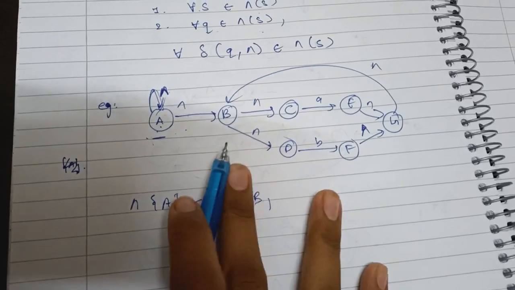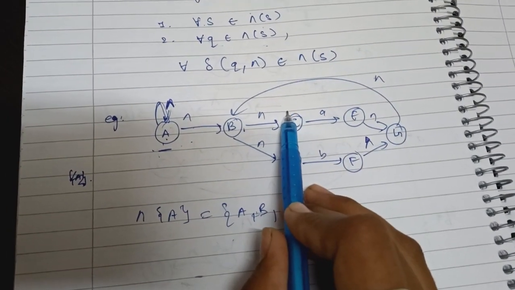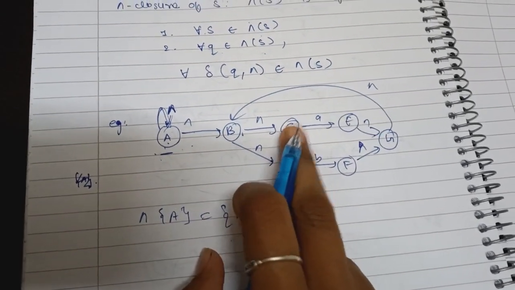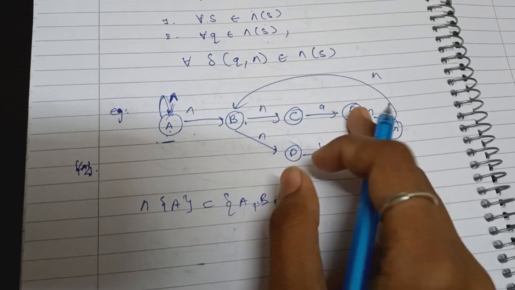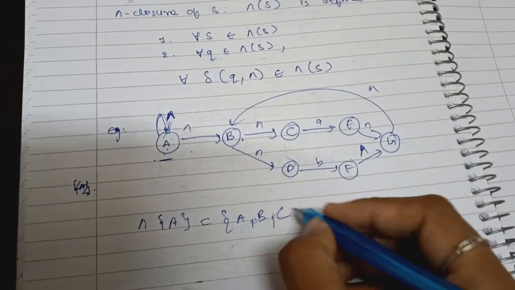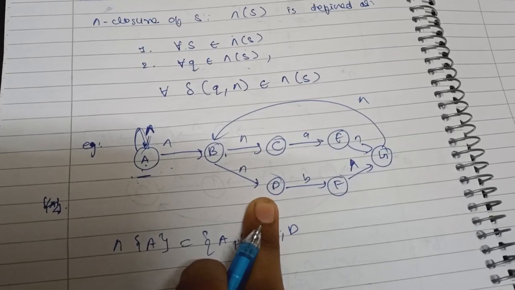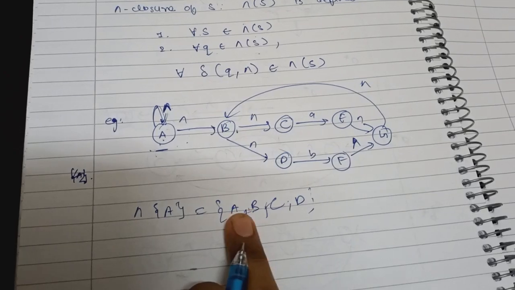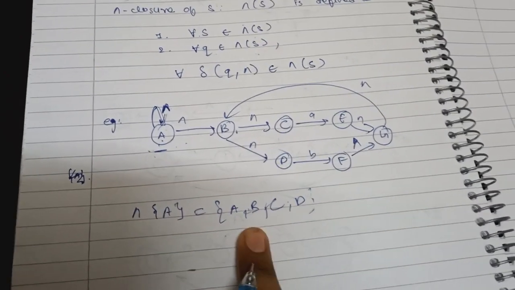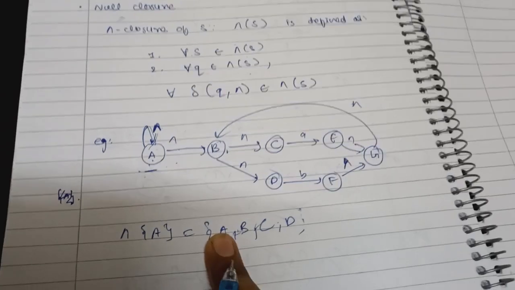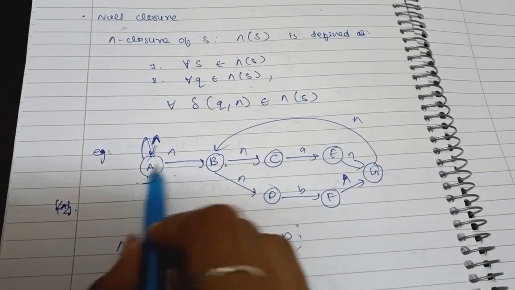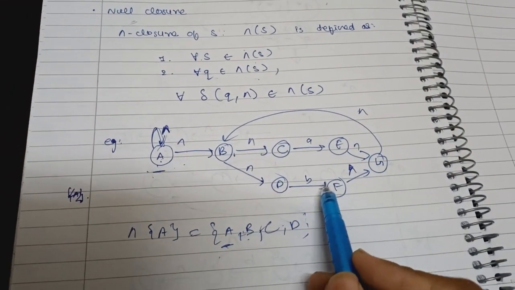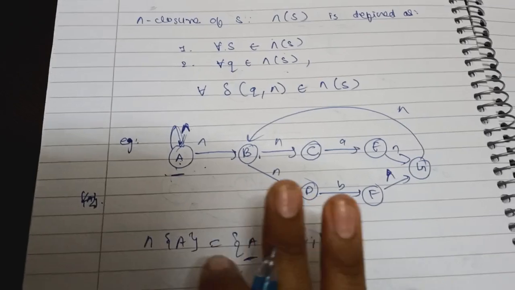Is there any state from B which we can transit to using null? Yes, C: we can go from B to C. From C, does any state exist? No. From B, any other state? D, yes. Now from D, can we go to any other state? No. From C? No. So we need to check, for all Q belonging to this null closure, whether there exists any transition such that Q comma null gives us a state. A comma null gives us state B, which already exists. B comma null gives you C. C comma null gives you nothing. D comma null gives you nothing. So this is how you find the null closure of any state.